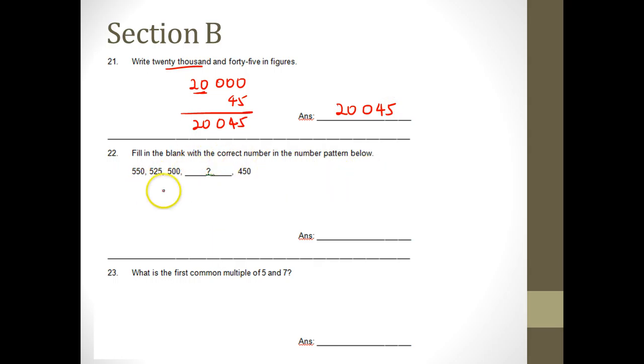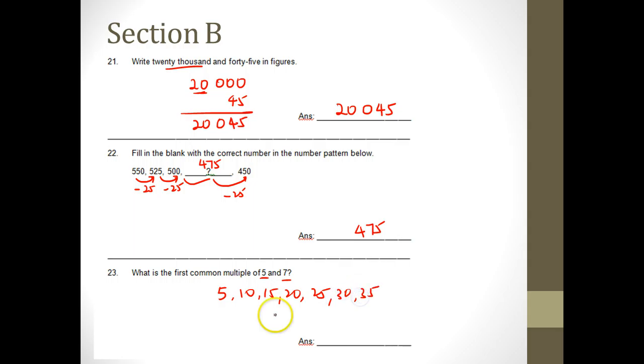Fill in the blanks with the correct number pattern. I know that it is decreasing by 25. So 500 minus 25 is 475. 475 minus 25 would be 450. What is the first common multiple of 5 and 7? Multiples of 5: 5, 10, 15, 20, 25, 30, 35. Multiples of 7: 7, 14, 21, 28, and 35. So the first common multiple of 5 and 7 is 35.